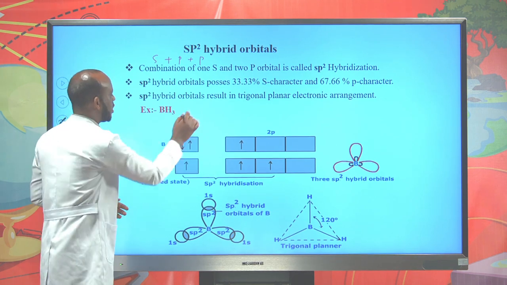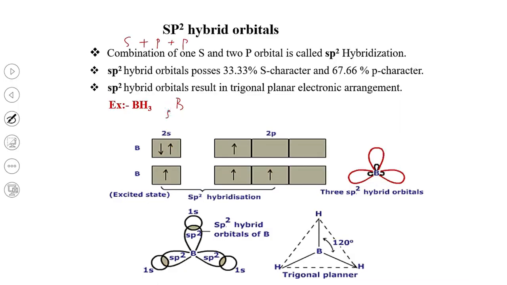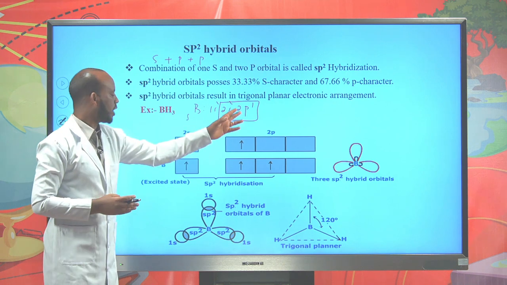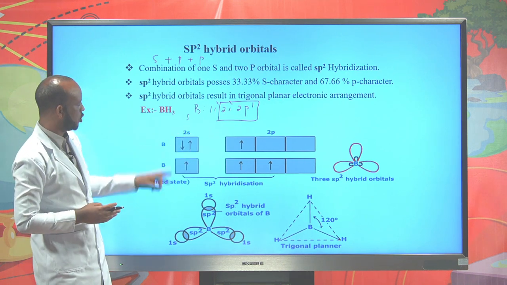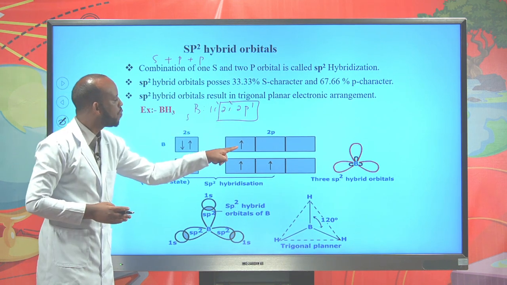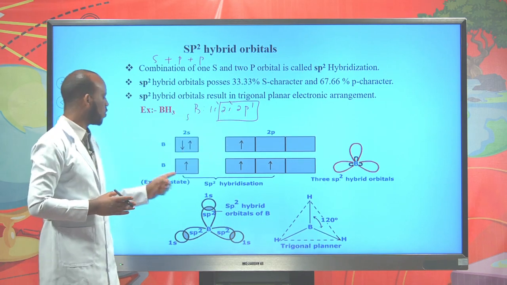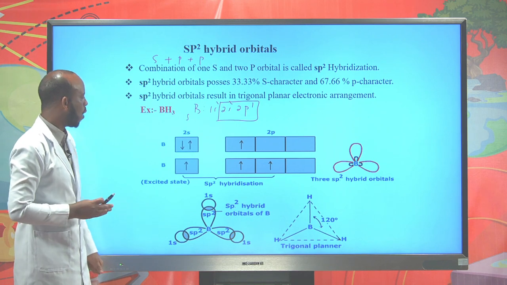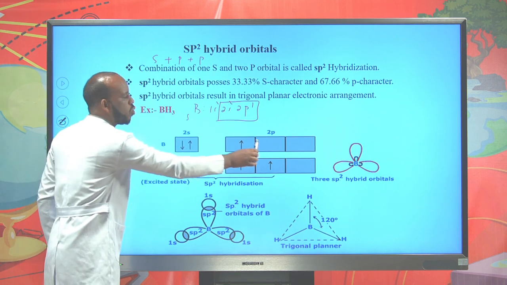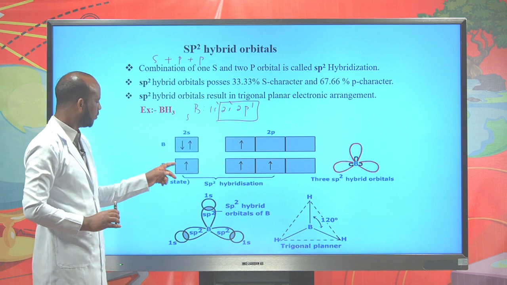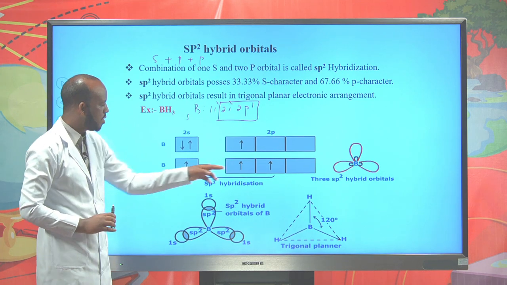Boron atomic number is 5. Electronic configuration 1s2, 2s2, 2p1. Valence electrons are involved in bond formation. Now, the ground state electronic configuration of boron is 2s2, 2p1. Excited state electronic configuration of boron is this, you see? One of the electrons is promoted to a high energy orbital. Therefore, 2s1, 2p1, 2p1.